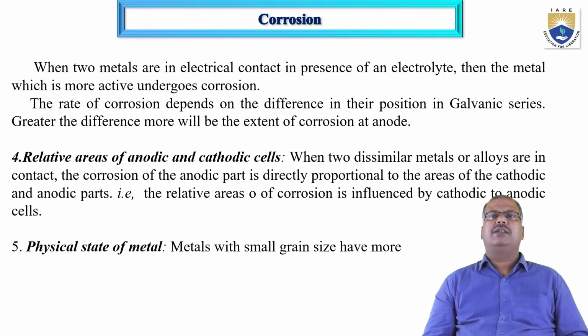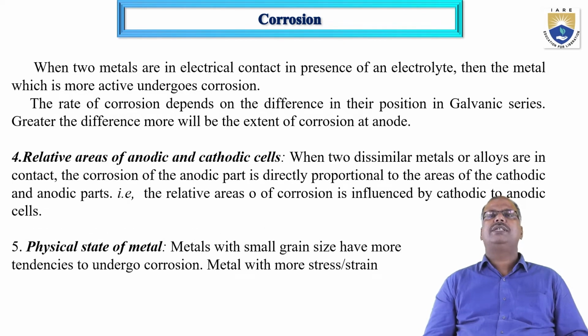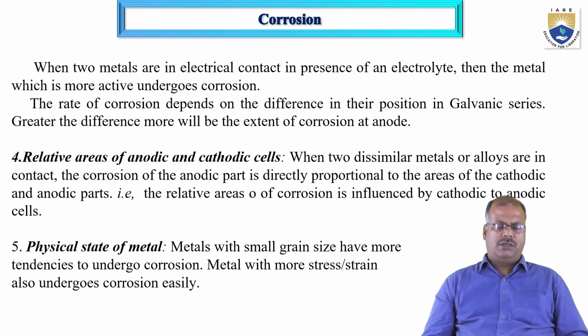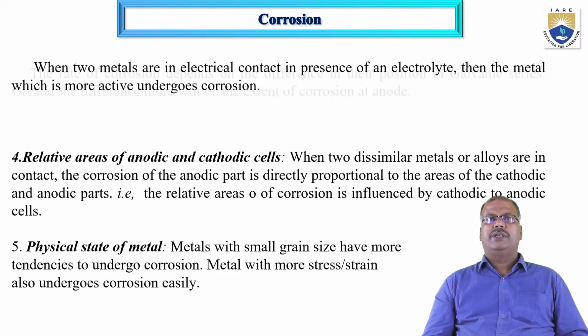Physical state of metal. Metals with small grain size have more tendency to undergo corrosion. Metals with more stress or strain also undergo corrosion easily.